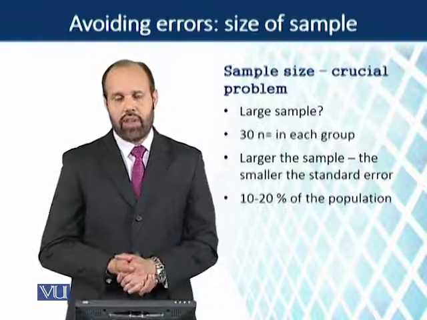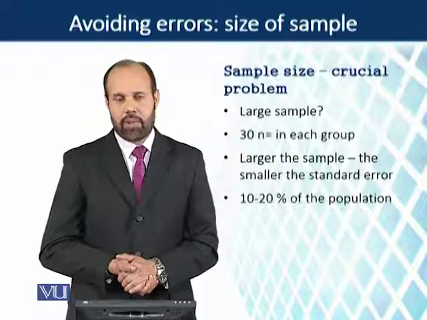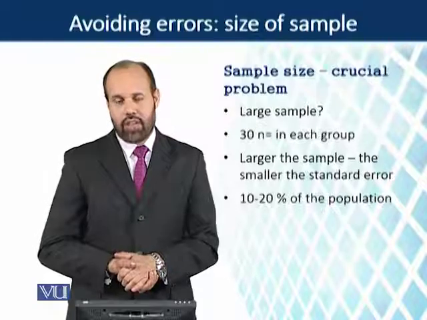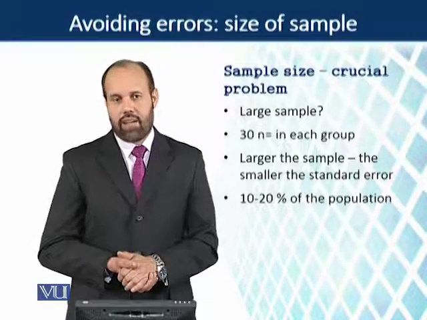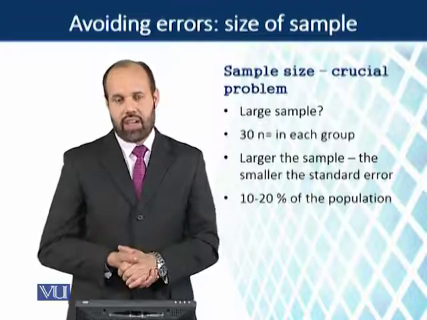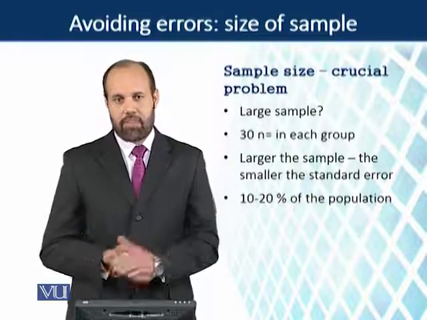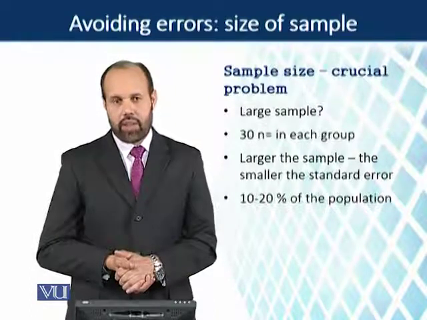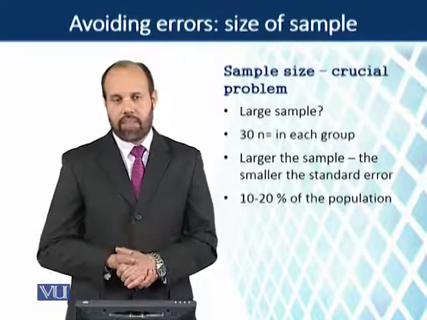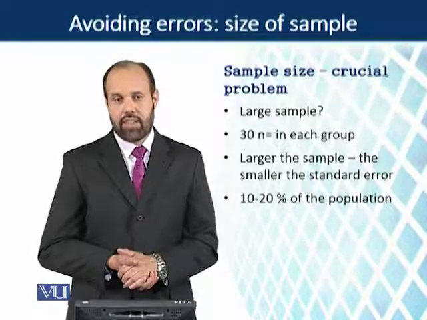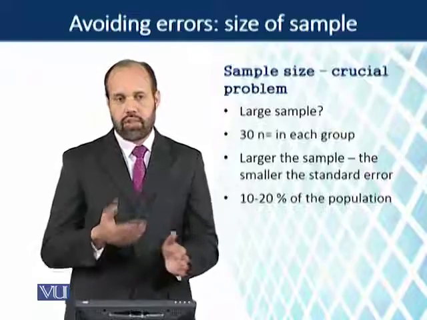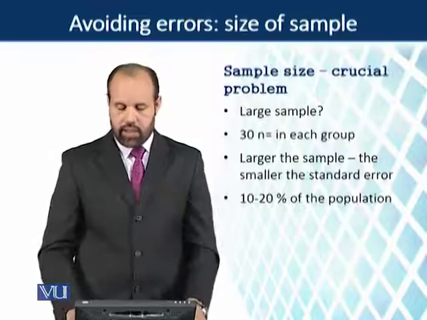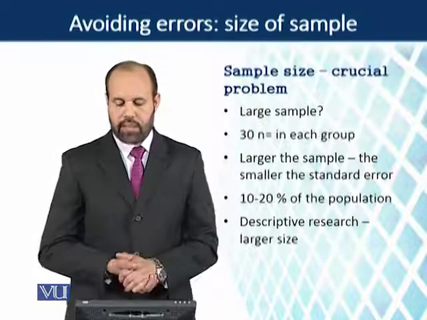And in literature, we have another point of view, when experts say that you must include 10 to 20% of your population. For example, if you have 500 teachers in the population, let's suppose, and you are taking 10%, then you must be exploring 50, right? So this 10 to 20% is another idea found in literature. But as a researcher, you must decide what is your appropriate size.